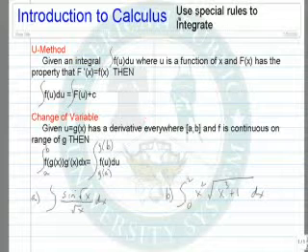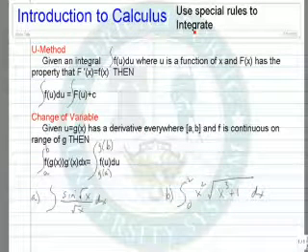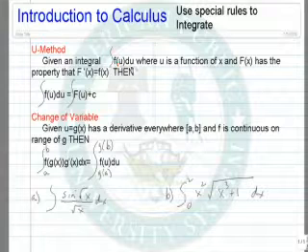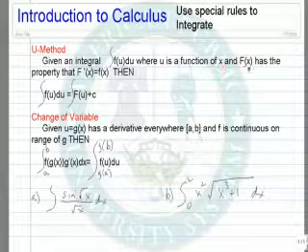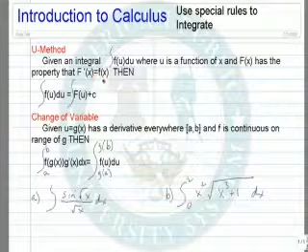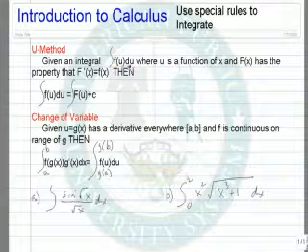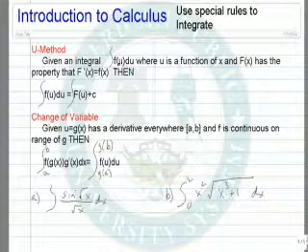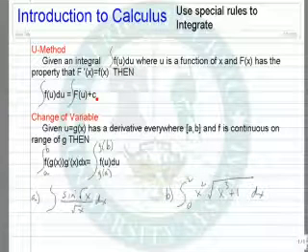The next item, using special rules to integrate. We want to look at what's called the u method. If we have the integral of f of u du, where u is a function of x, and capital F of x has the property that its derivative is f of x, then since the f of u has a du here, it's kind of the reverse chain rule, then the integral of f of u du is equal to the integral of capital F of u plus c.